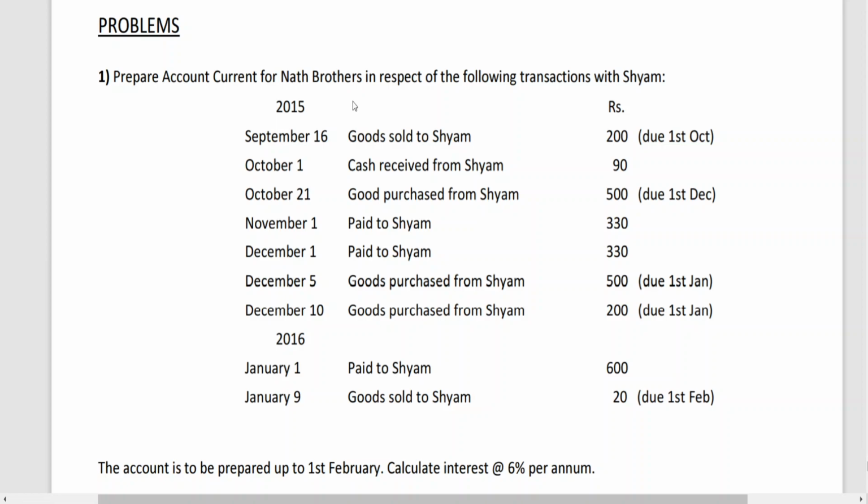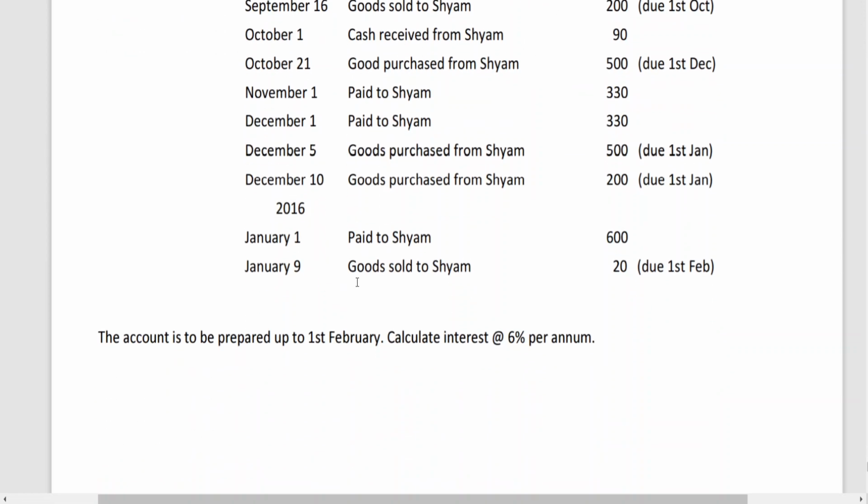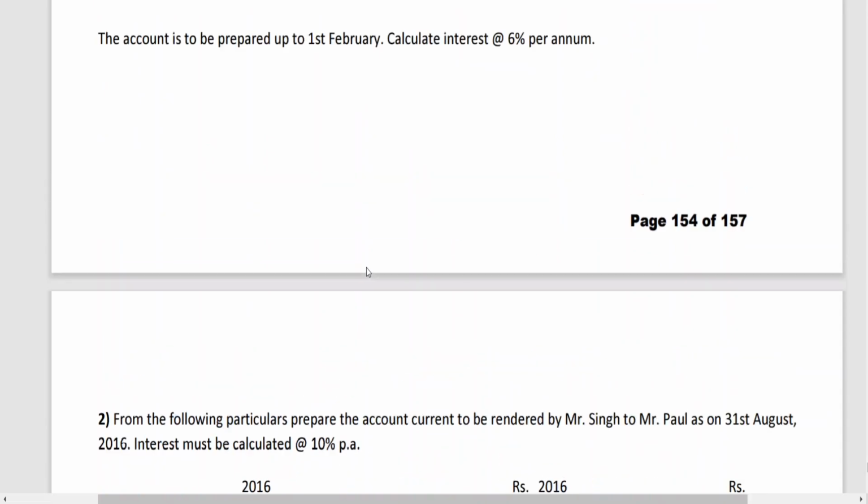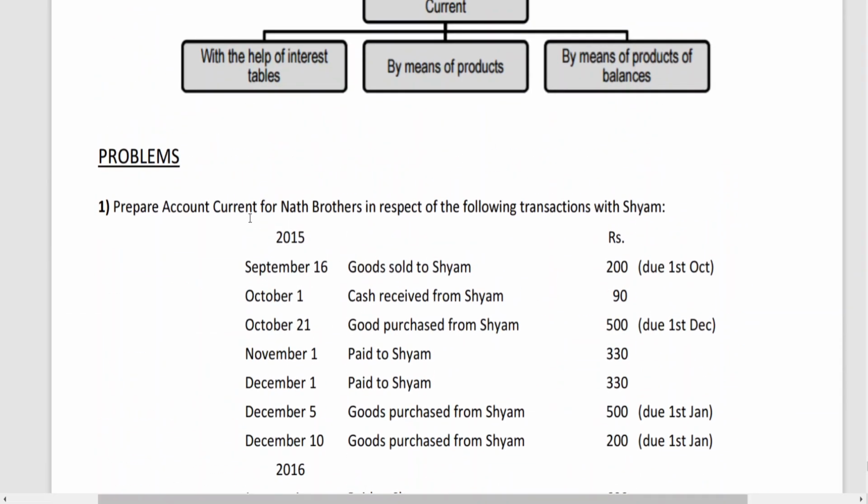Prepare account current for North Brothers in respect of the following transactions with Sham. The account is to be prepared up to 1st February. Calculate interest at 6% per annum. Account current for North Brothers.